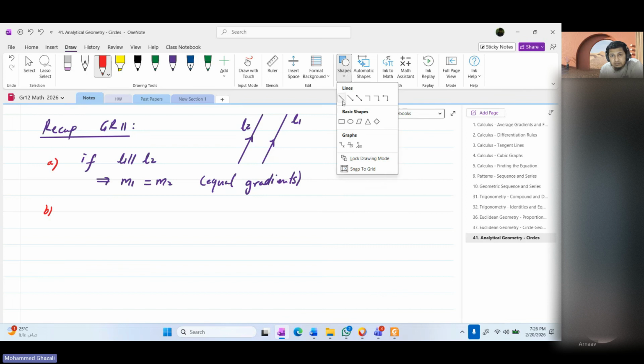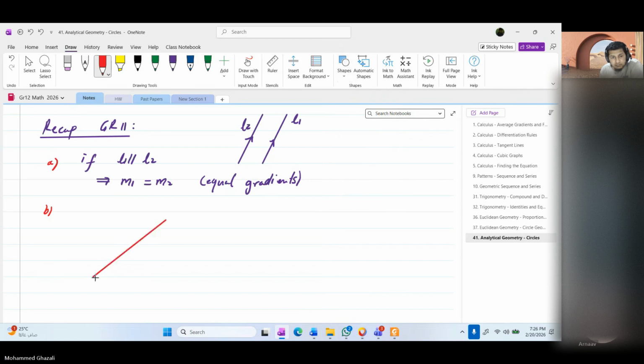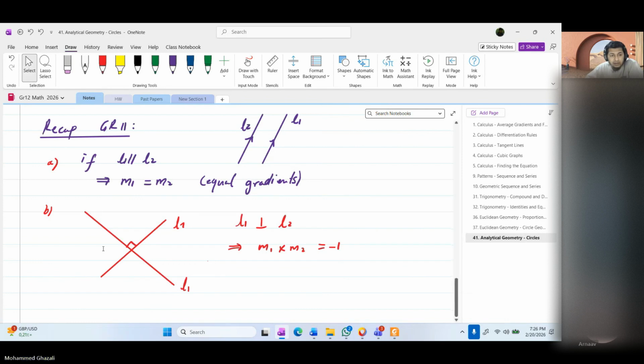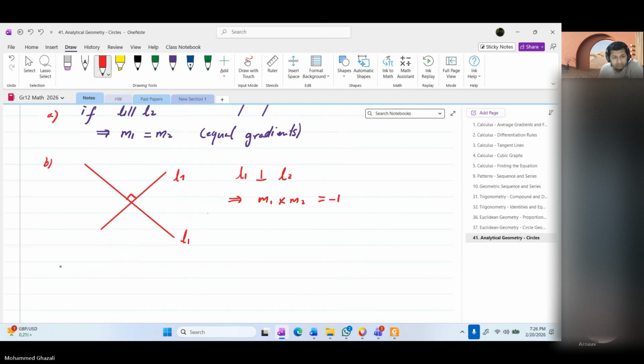Perpendicular lines. So we have L1, L2. L1 is perpendicular to L2. This implies the product of the gradients must be equal to -1. Right, easy. 3.